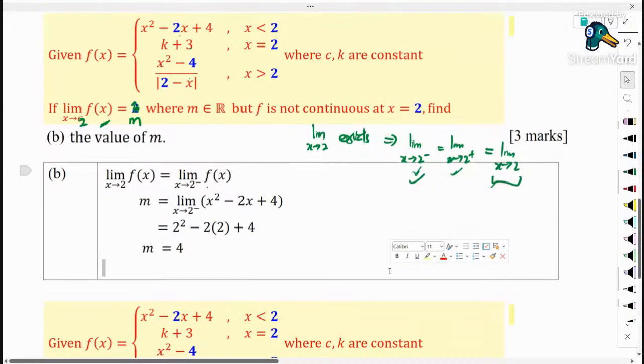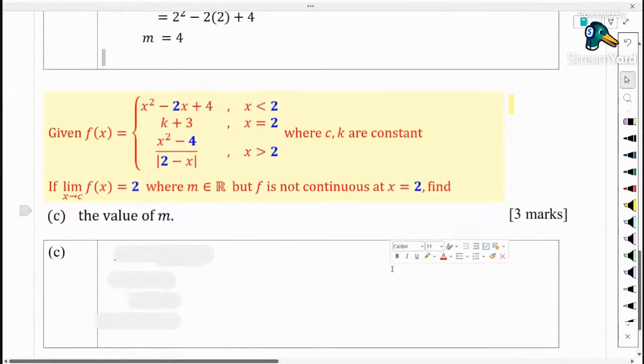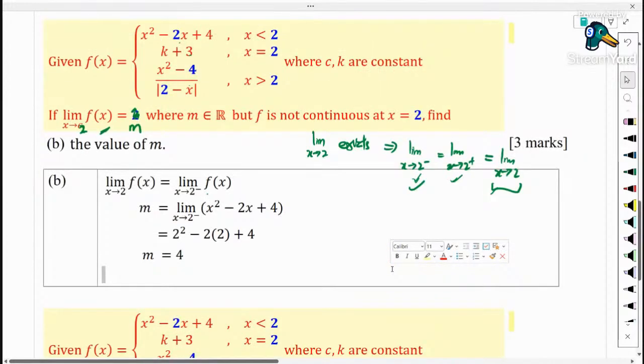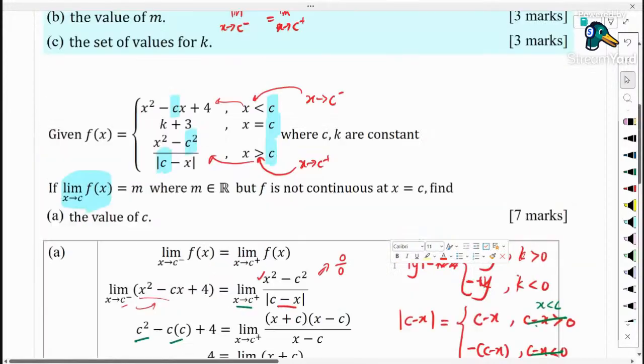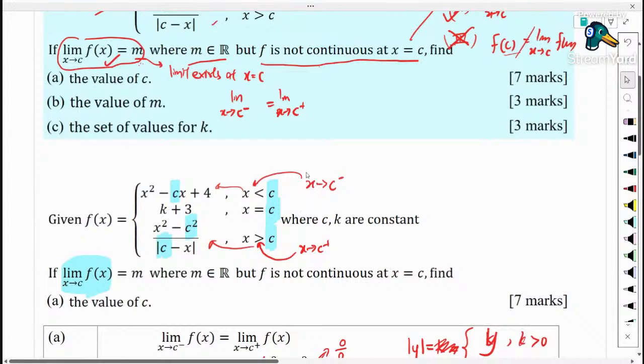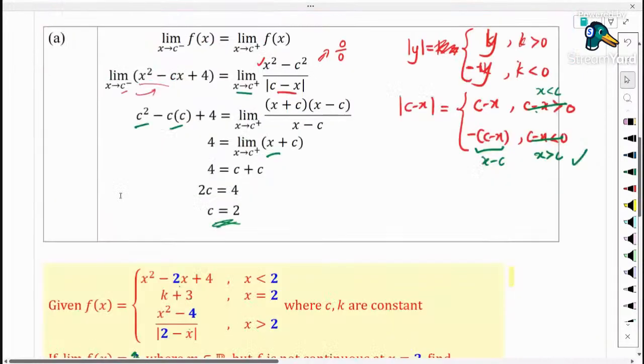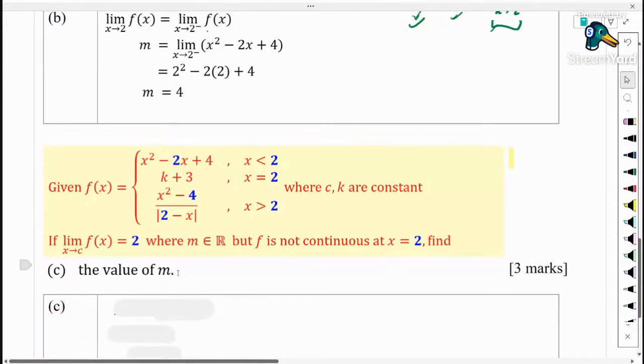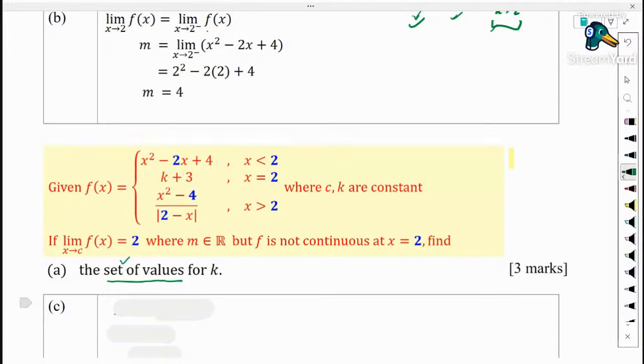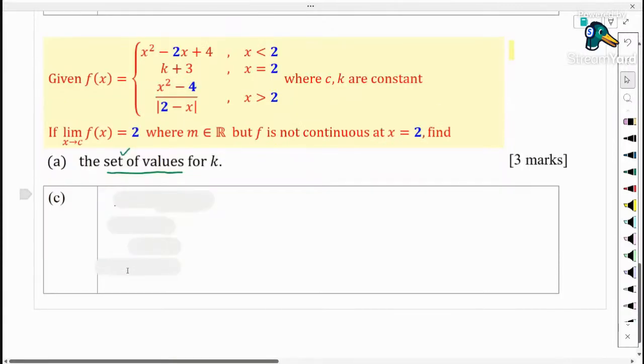Then lastly, part C. What's the answer in C? Let me check back. I think I made a mistake there in my question. In C, I suppose I need to find out the value of k. And here, you see, not just a value, they want the set of values. That means there is more than one value for k, and it needs to be expressed in set notation. And let's see how we get our answer here.